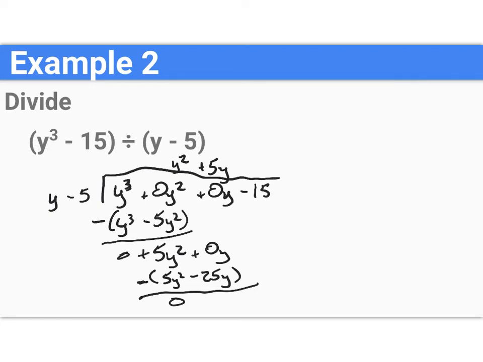And then 0 minus minus, two negatives make a positive. So you got plus 25y and you got negative 15. And so what do we have to do?